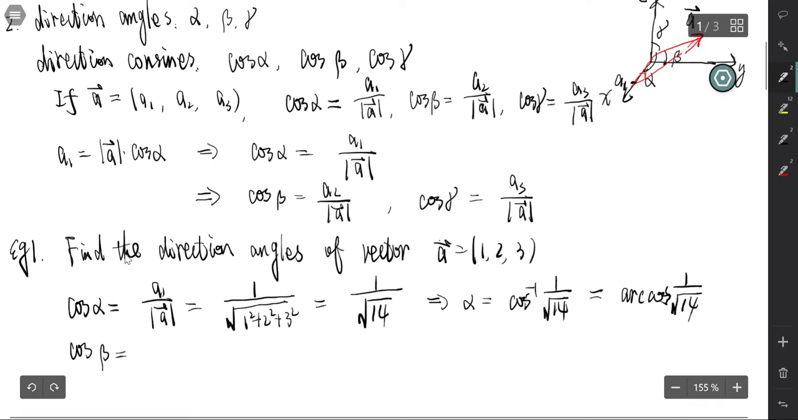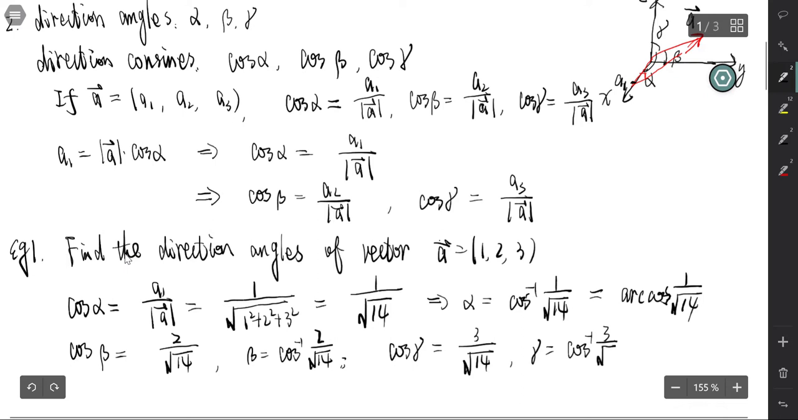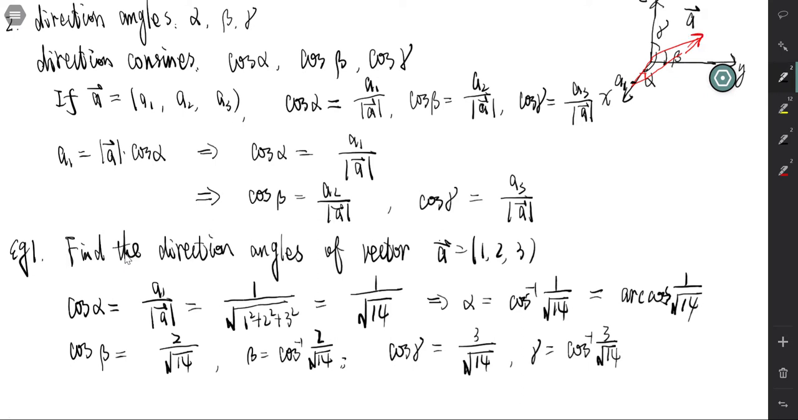And cosine beta is 2 over square root 14. So beta is the inverse cosine of 2 over square root 14. And cosine gamma is 3 over square root 14. So gamma is the inverse cosine of 3 over square root 14. Those are the direction angles and cosines. We can compute the direction cosines first, and then use the inverse trigonometric function to find the angles.